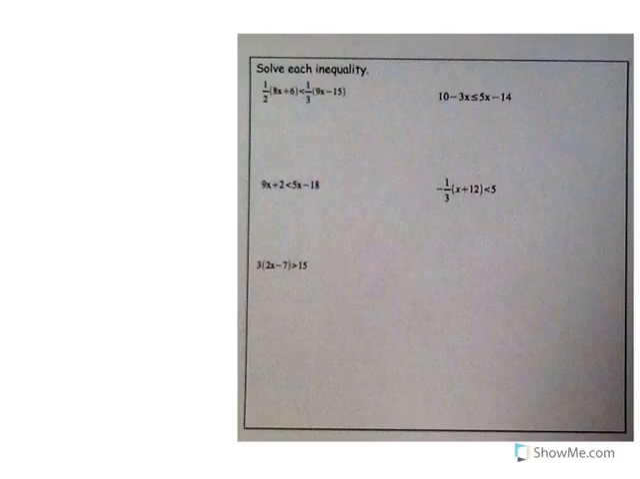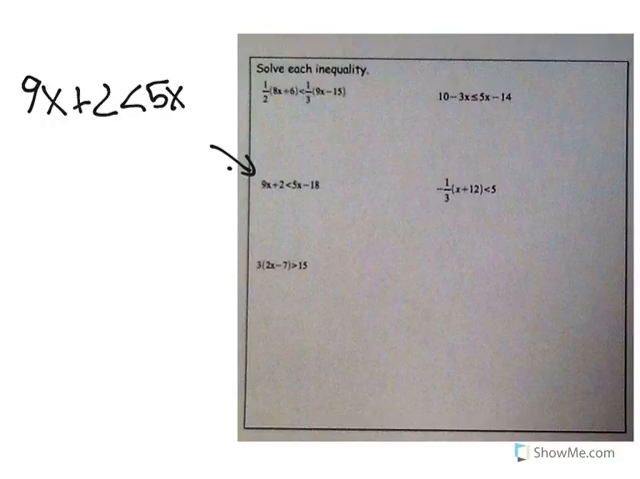So now we're going to get a little bit more complex. I'm going to do this one to start with. It's the same sort of rules as if you were solving an equation. This is 9x plus 2 is less than 5x minus 18. First step, you're going to try and get all the x's on one side, so you're going to subtract 5x.